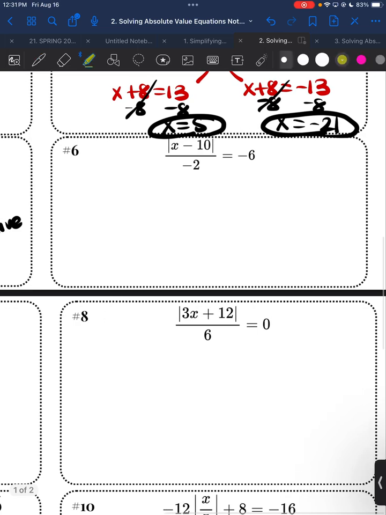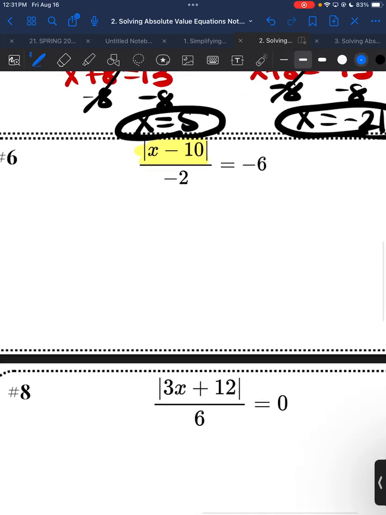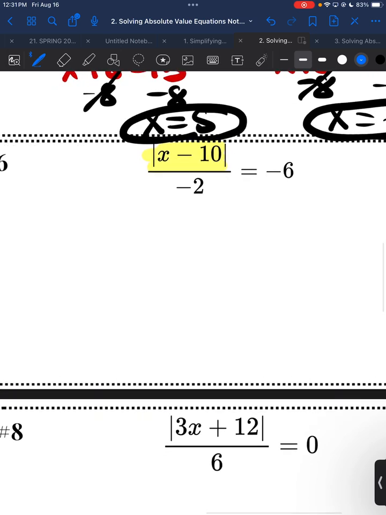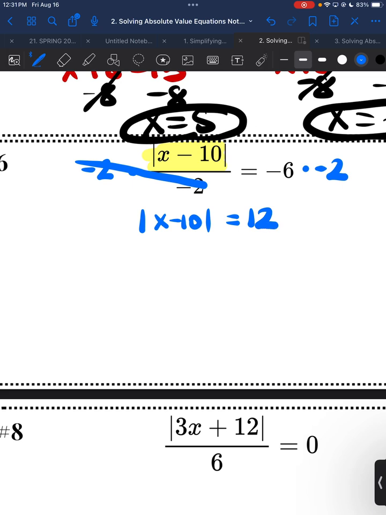Number 6, we have to isolate this. We've already done fractions like this, so if you're dividing, this is dividing by negative 2. The opposite of dividing is to multiply. And since it's a negative, it's going to still stay negative 2. These cancel out just like I showed you last time. So we have absolute value of x minus 10 is equal to negative 6 times negative 2 is positive 12.